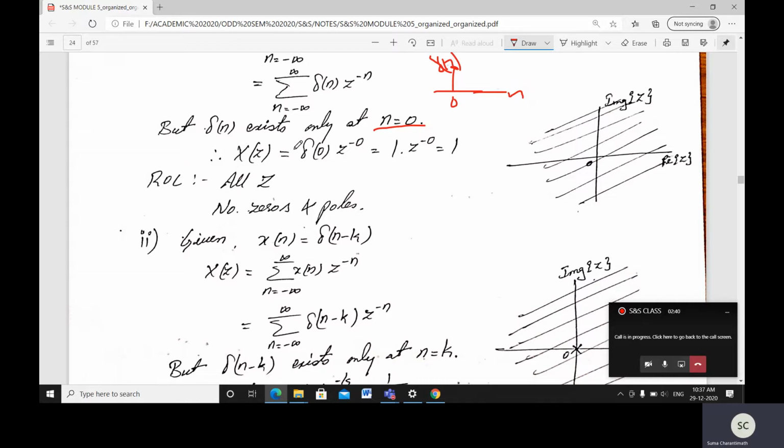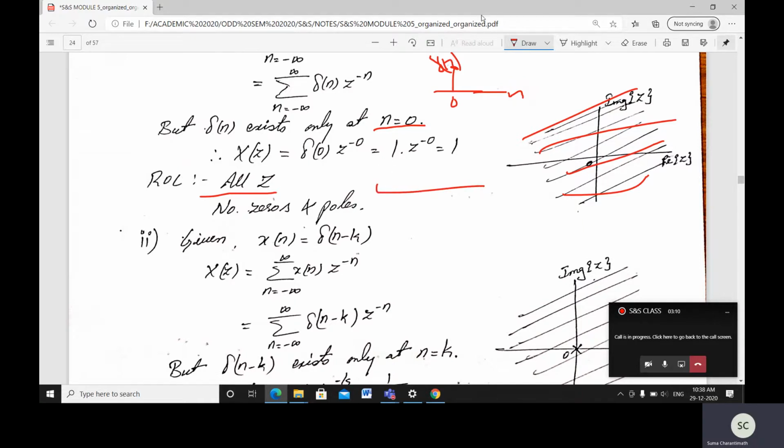X of z equals delta of 0 times z raised to 0, which equals 1. Z raised to 0 is again just 1. This means the region of convergence is the whole z plane. Here it is shown with the real axis and imaginary axis of a z plane. The whole z plane is the region of convergence, and no zeros or poles exist for this problem.